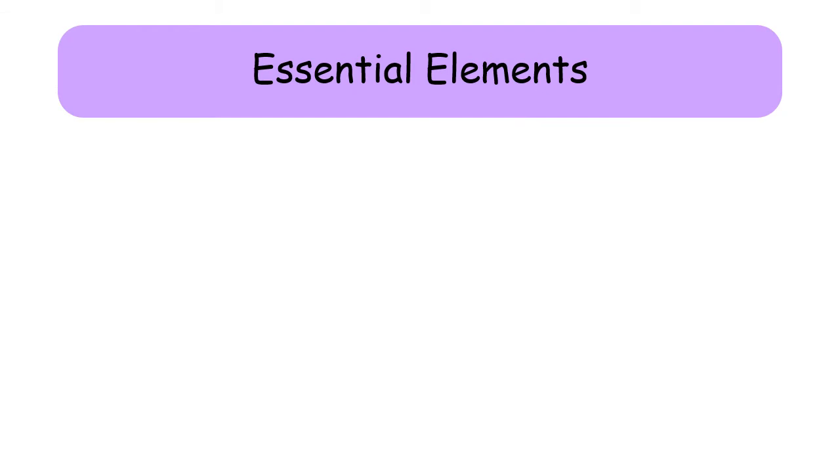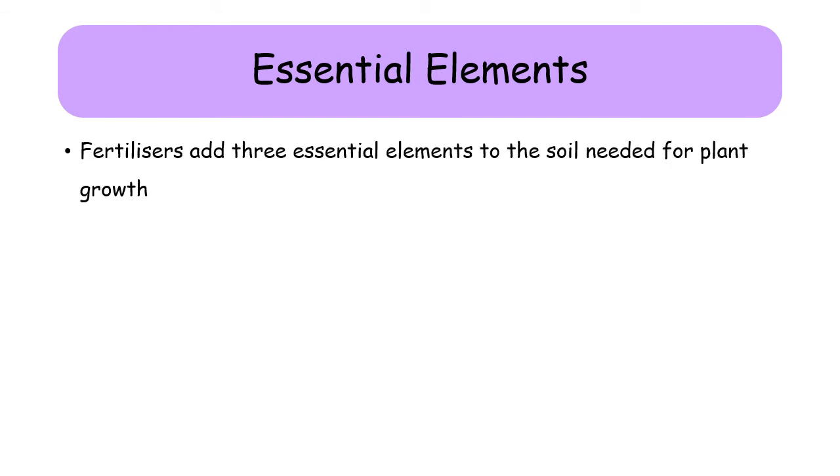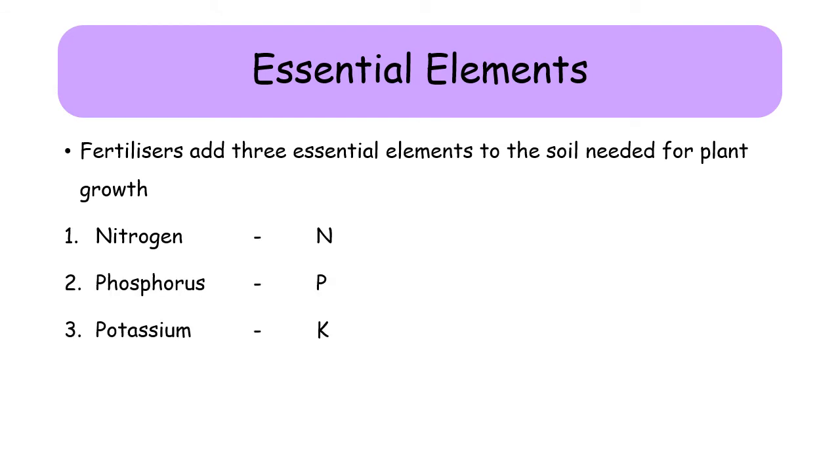Now, what is it that makes fertilizers special? Well, fertilizers contain essential elements. And fertilizers add the 3 essential elements that plants need to the soil. These elements are nitrogen, which gets shortened to N, phosphorus, which gets shortened to P, and potassium, which, though it might sound strange, gets shortened to K. And so when we talk about fertilizers, we often talk about them being NPK. So remember those letters, NPK, and try and remember the elements nitrogen, phosphorus, and potassium.